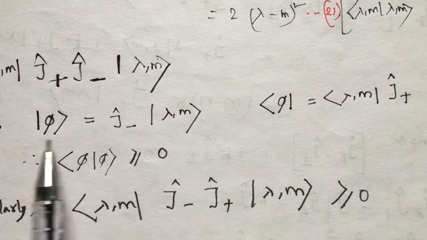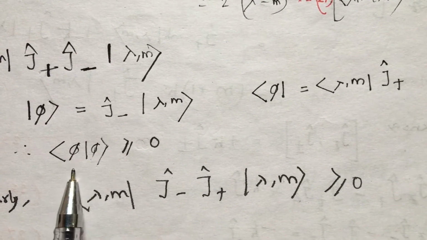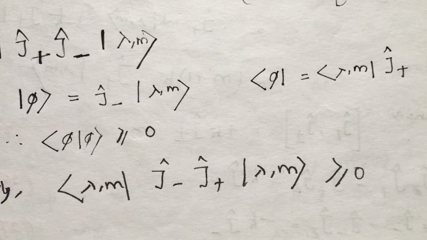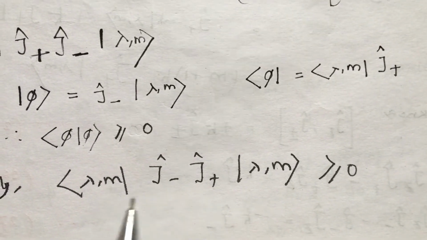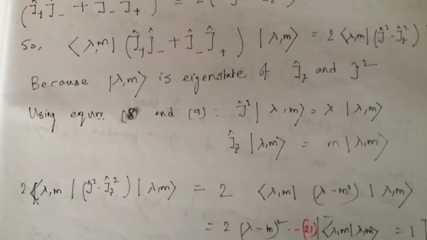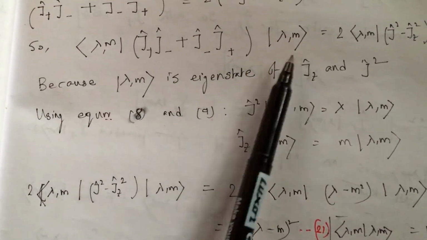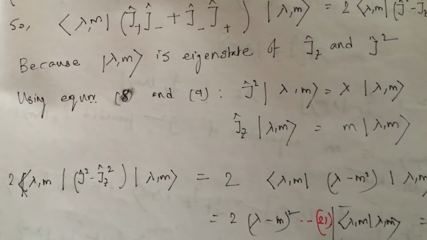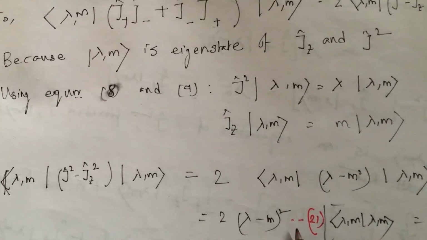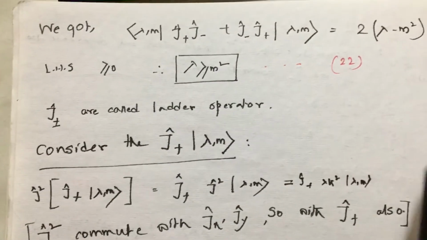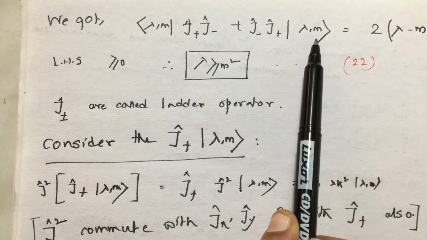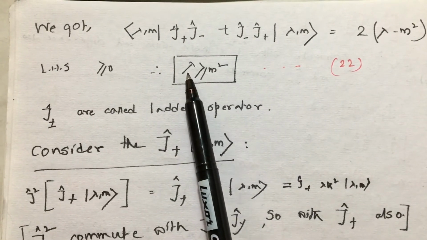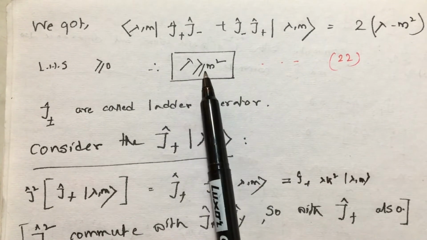And the inner product of phi with itself, that is the scalar product of phi, must be greater than or equal to 0, because this defines the length of the state, which must be a positive quantity. So this thing must be greater than or equal to 0. So what we have obtained is the value of this quantity in the lambda m state, which is equation 21, 2 into (lambda minus m squared). As this quantity is greater than or equal to 0, this gives me equation 22, which is the restriction on lambda and m squared: lambda should be greater than or equal to m squared.